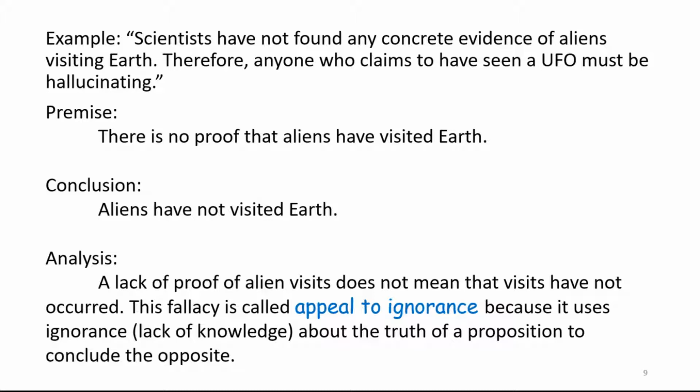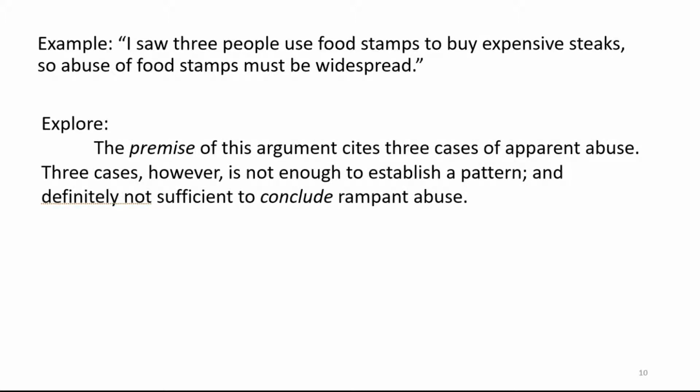This fallacy is called appeal to ignorance because it uses ignorance, that is, the lack of knowledge about the truth of a proposition, to conclude the opposite. Example: I saw 3 people use food stamps to buy expensive steaks, so abuse of food stamps must be widespread. Let's explore this a minute. The premise of this argument cites 3 cases of apparent abuse. However, 3 cases are not sufficient to establish a pattern, and definitely not sufficient to conclude rampant abuse.